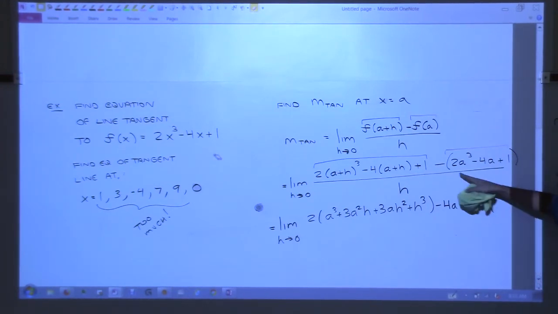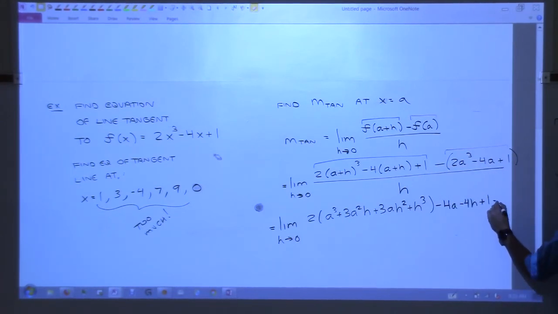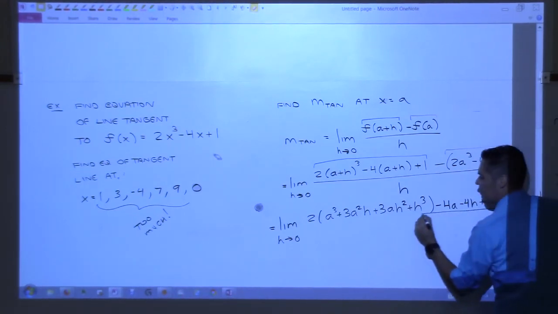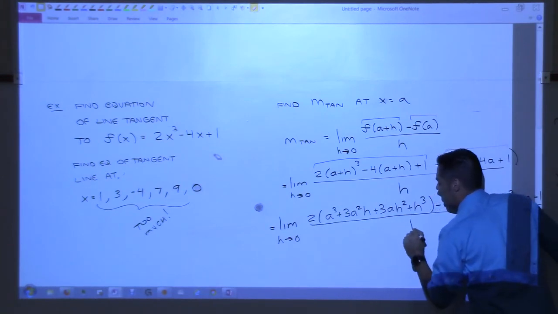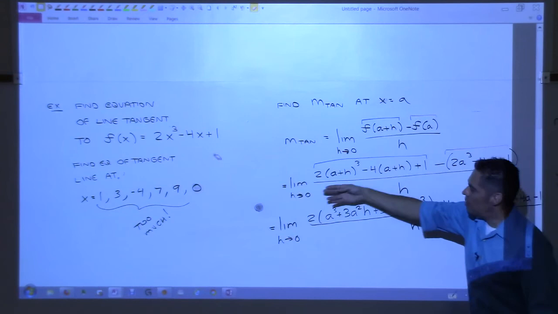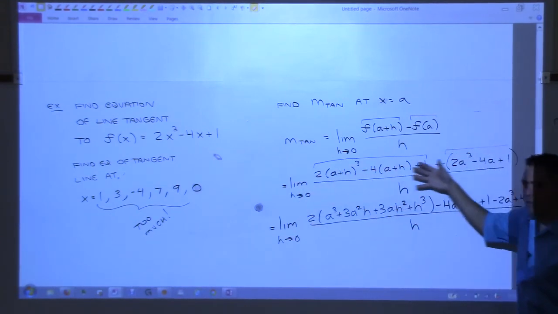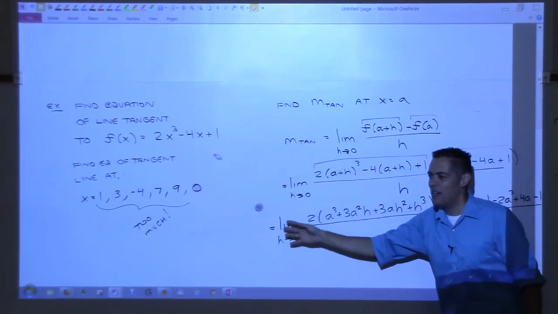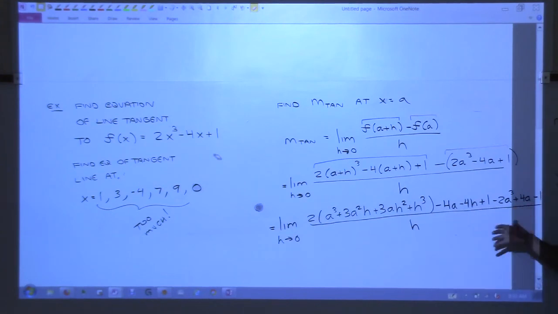And then I'm going to pass the minus sign through these. So minus 2a cubed plus 4a minus 1, all of this over h. Look how nice and neat my work is. I start out with the definition. Next line says equals. I wrote my limit. I wrote it all out again. And it says equals again, and then limit, and then I wrote it all out again. See how that is? Don't all your students work?